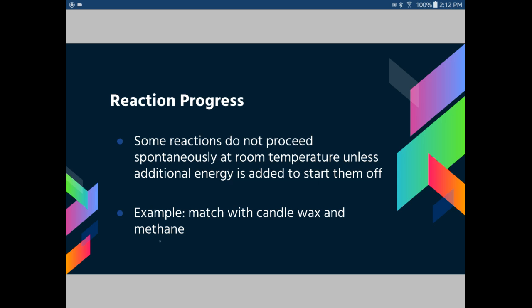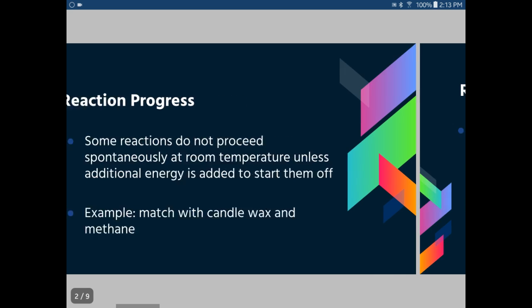Well, again, methane can be lit with a match. Obviously, there's more energy released with methane, but the same match can give the candle a start and the methane a start. Now, generally, the candle would still require more heat energy from the match than the methane would, but they both require some level of additional energy to start that reaction to occur.